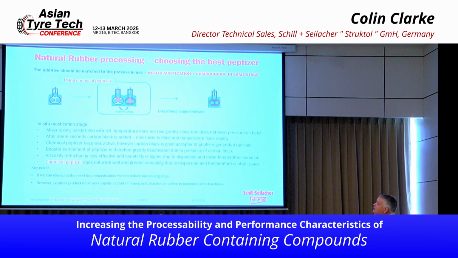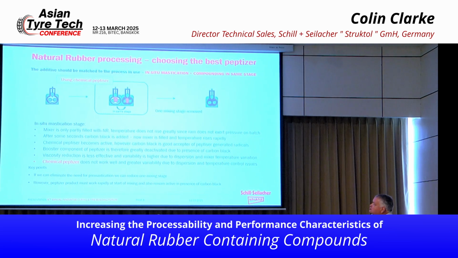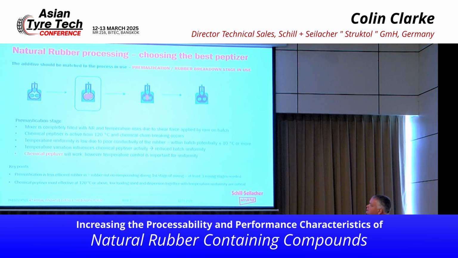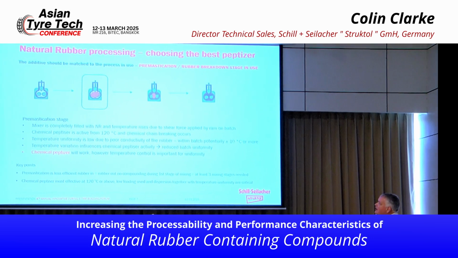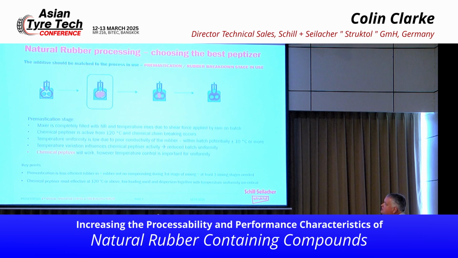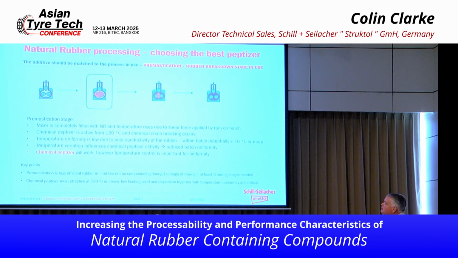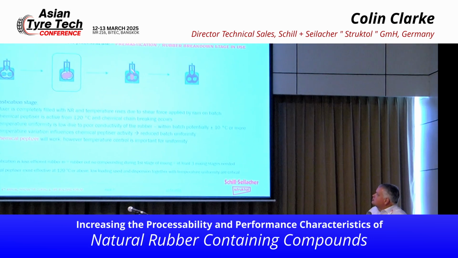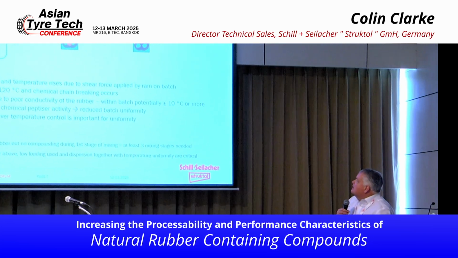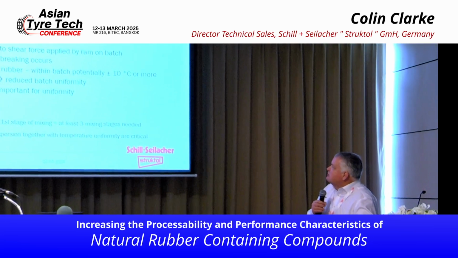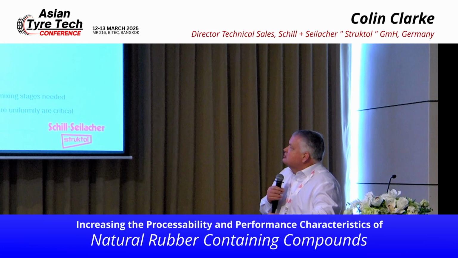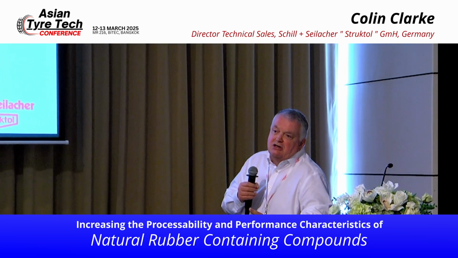Just to highlight that, let's jump in quickly. We start with our mixer, we add natural rubber, we break down, we move it into another stage, we add fillers, carbon black, and then we add the curatives. So essentially, we have 3 mixing stages, and the first stage really just breaks the natural rubber down.